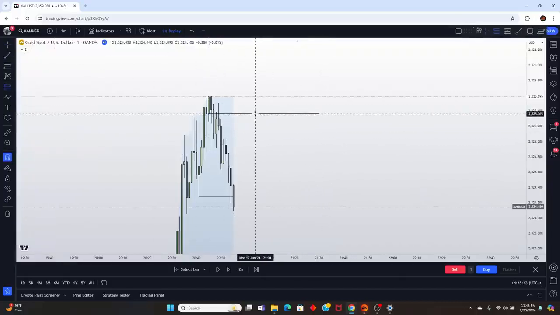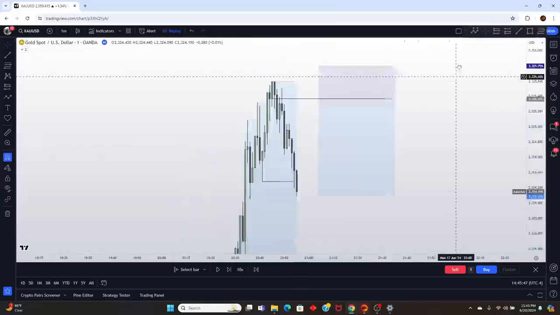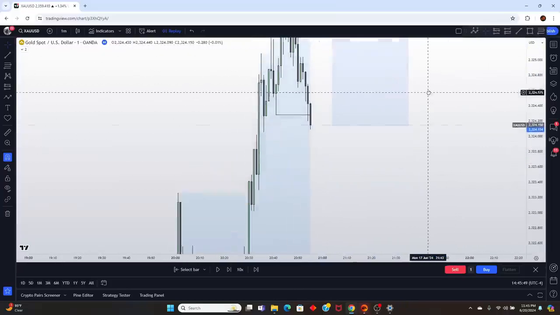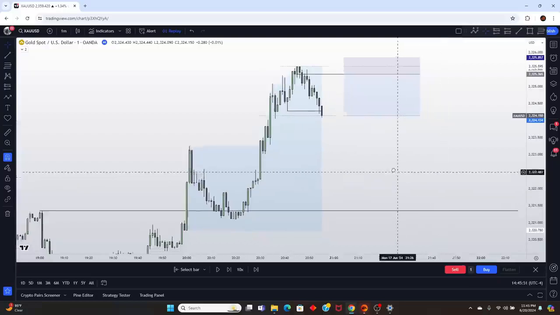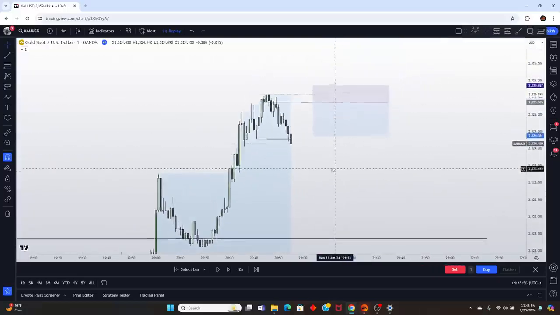So now I'm going to take my entry from here. I'm going to put my stop somewhere around here to deal with the spreads. Somewhere around here could be fine as well. And basically I can go for 1 to 2 and close like 80% of my position.